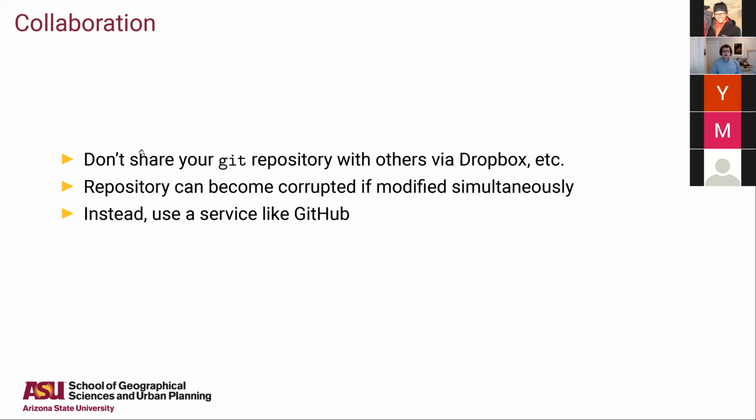So a little bit about collaboration on projects that use Git. You don't want to share your Git repository with your code in it with others via things like Dropbox, because that repository is tracking all the changes you have made. And if you and somebody else make changes at the same time, you could corrupt that. So services like GitHub are purpose-built to allow collaboration with Git, where you'll make all your changes on your computer and then push them up to GitHub where other people can see them.